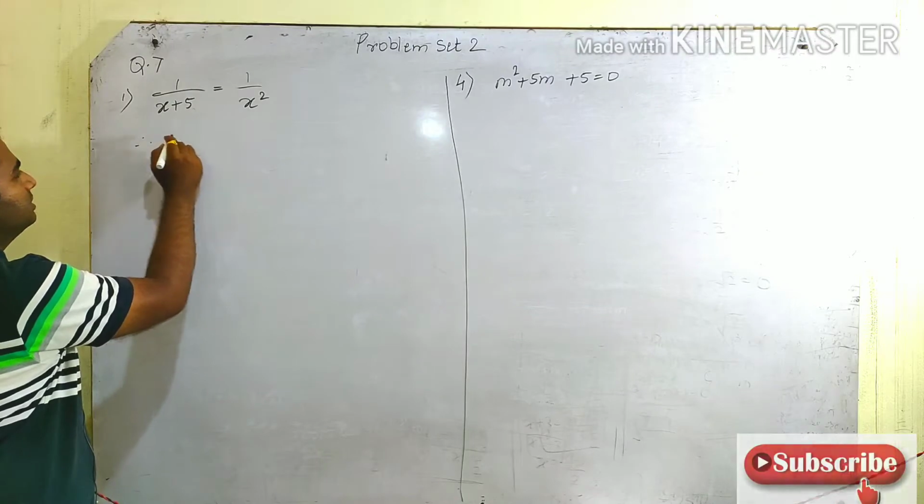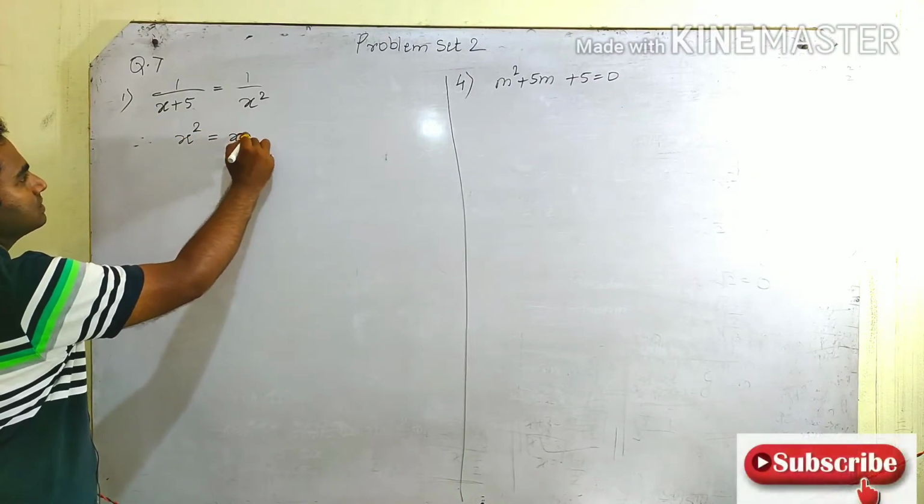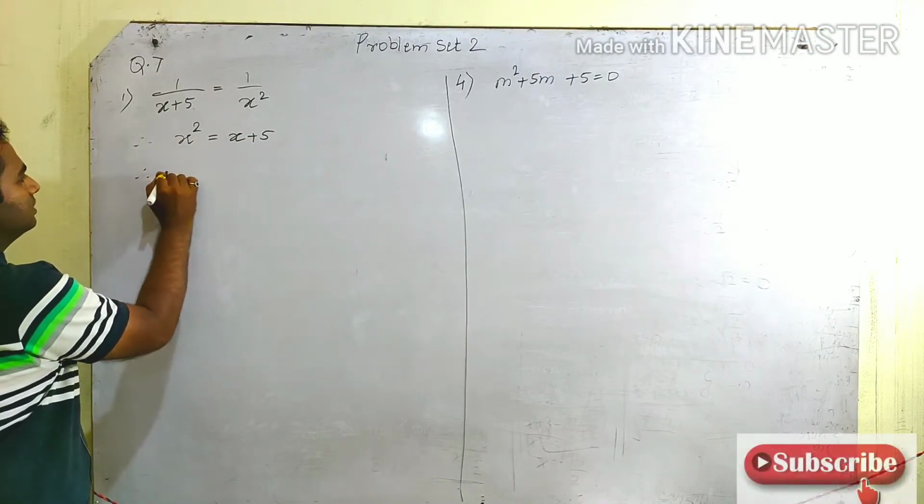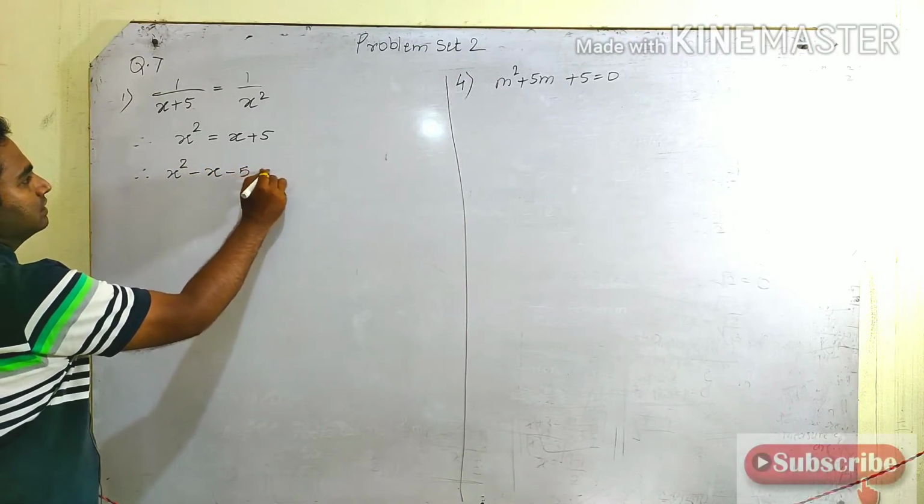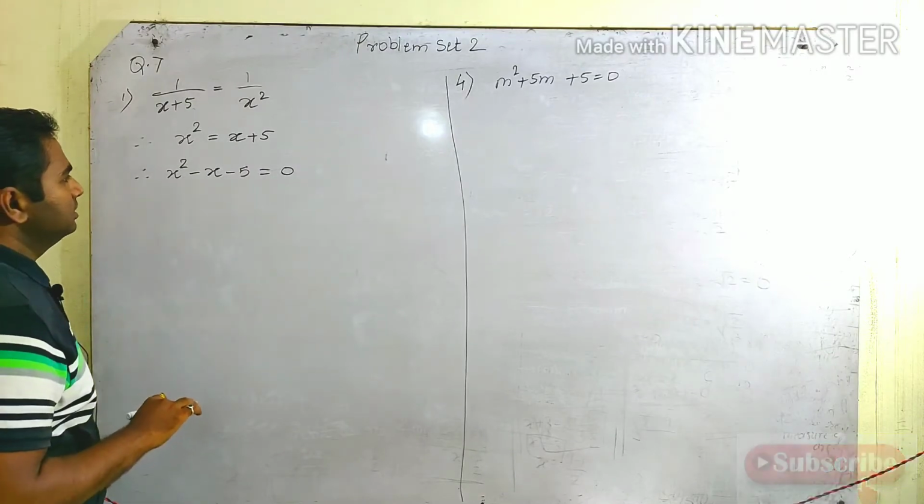Okay, so we multiply it, cross multiplication. So we get x square is equal to x plus 5. Okay, then take this right side to left side, so it becomes, change the sign, minus x and minus 5. So we get the new equation.